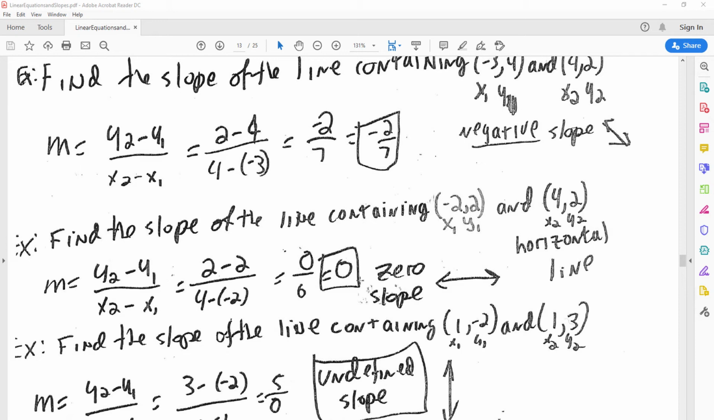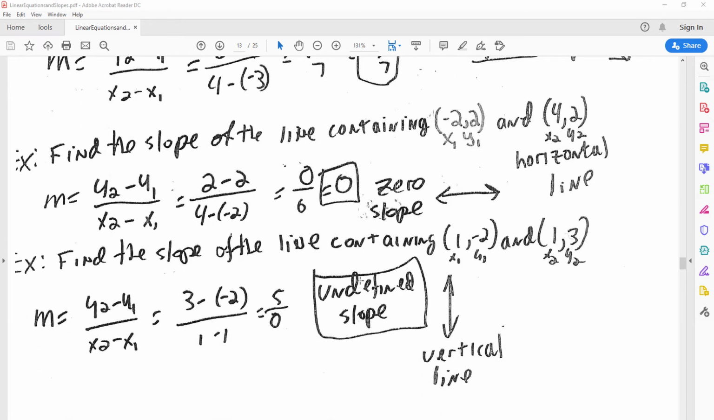Sometimes you can notice little things like that. Notice the y coordinates are the same. In the next case, it's another special case here. Notice that the x coordinates are the same. So when the x coordinates are the same, that means they're going to be right on top of each other.